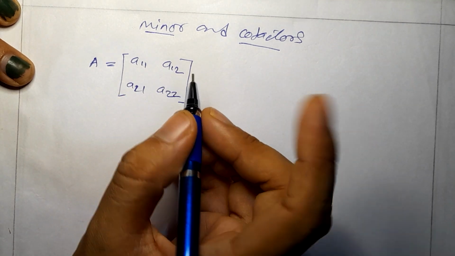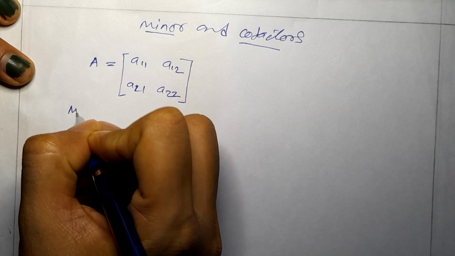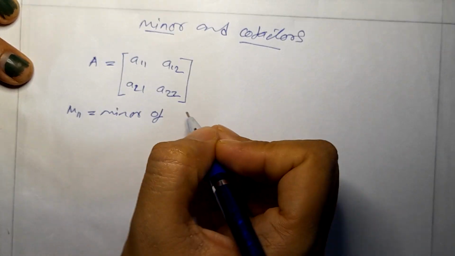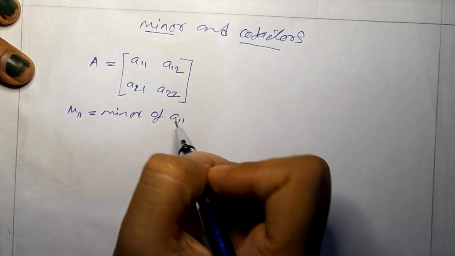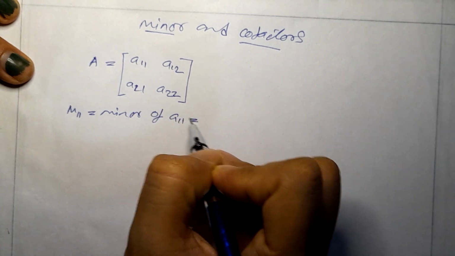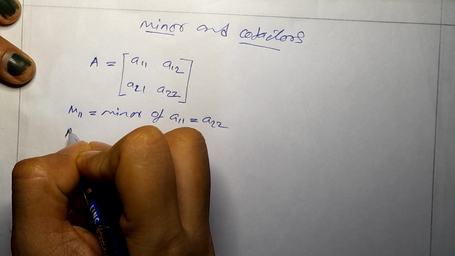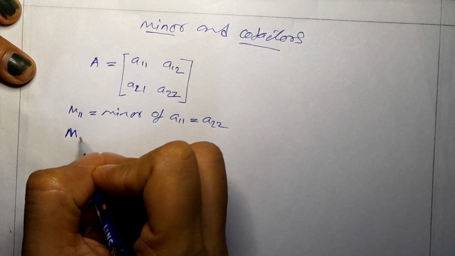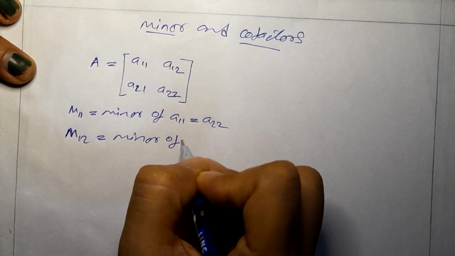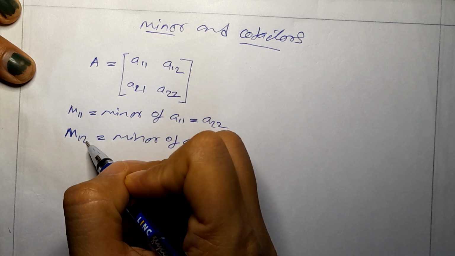So Mij, this is the position M11. So M11 is equal to minor of A11. So eliminate the first row and the first column, since 1 1 means first row and first column. The remaining is A22. Now M12, minor of A12. Eliminate the first row and second column. This is the second column. So the remaining is A21.